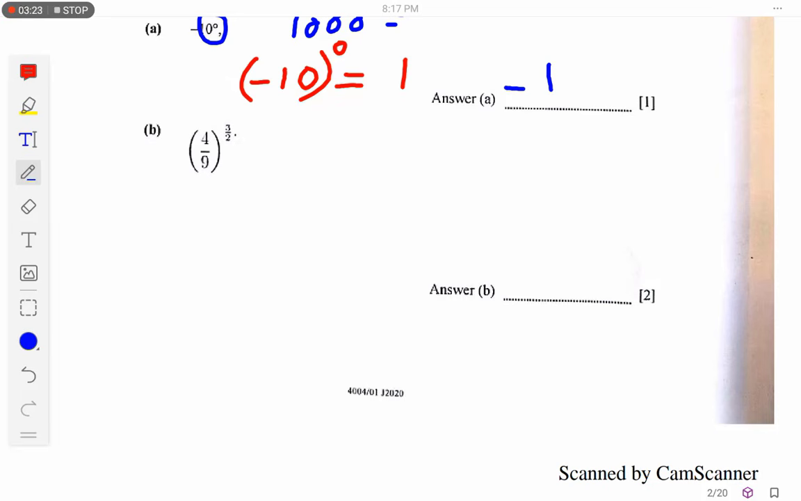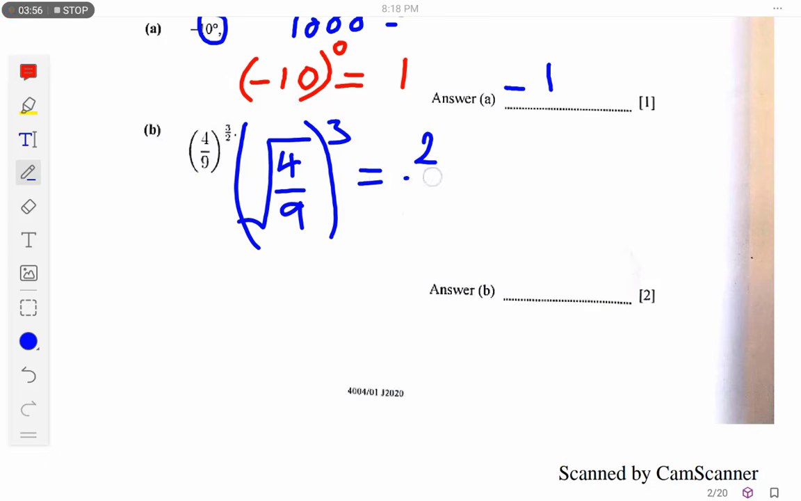We have 4 over 9 to the power of 3 over 2. Basically what it means, when we have a number to the power of 3 over 2, this 2 here means it's square root. So for this one, I will find the square root of 4 over 9. Then after that, the 3, I'll cube everything there. So square root of 4 is 2. Square root of 9 is 3.